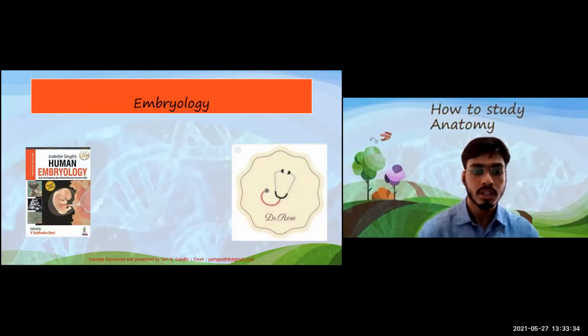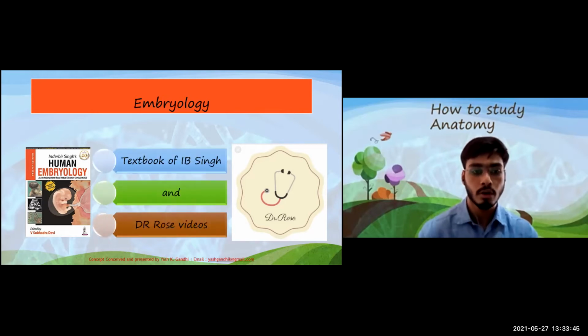Now coming to embryology. In embryology, the main things are IB Singh's Human Embryology book and Dr. Rose's videos. As I told you in the previous video on which books to read, the IB Singh book is sufficient. But Dr. Rose's YouTube videos are also very good, and she explains everything on a single page in a diagram format. So you could draw the diagrams and understand very easily. She simplifies things very much, so if you find any topic difficult, you can watch her videos. Otherwise, IB Singh is a complete book and you can easily understand different things from embryology.